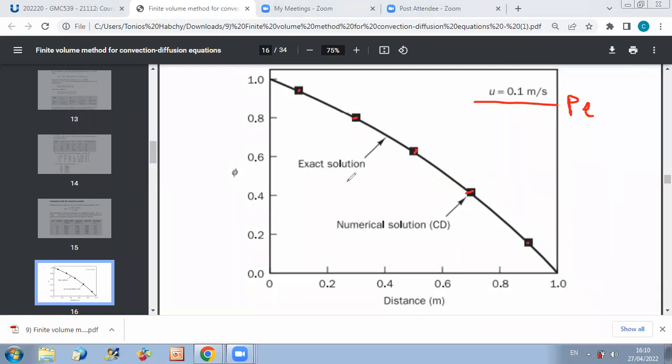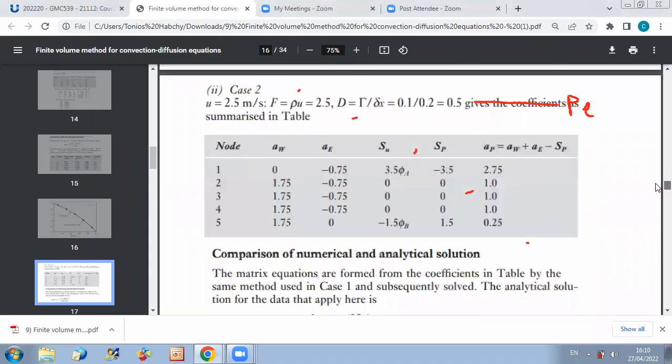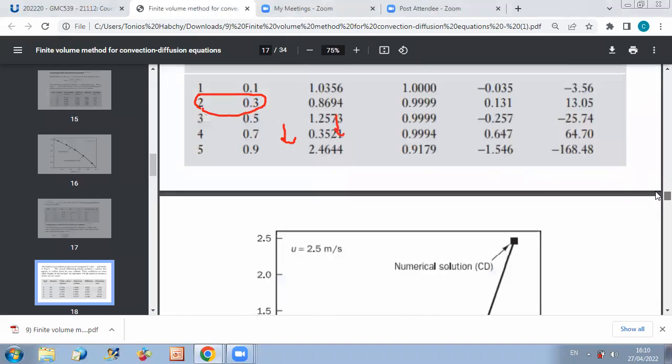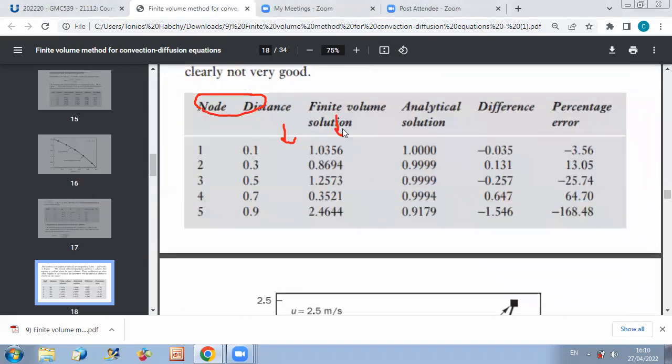However, if we increase the velocity and we keep the grid as it is, so if we work now in case 2, we'll do the same work, but now we will take a larger velocity. Exactly the same procedure, same equations, but now with larger velocity, we can compute the value of the coefficients for this velocity, and then we can write our matrix and solve for it.